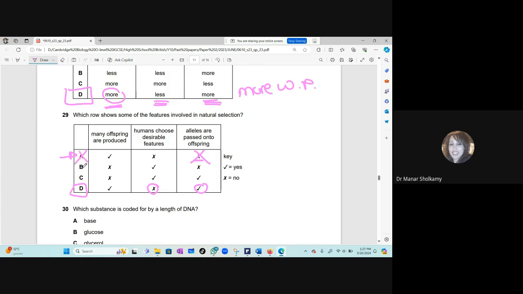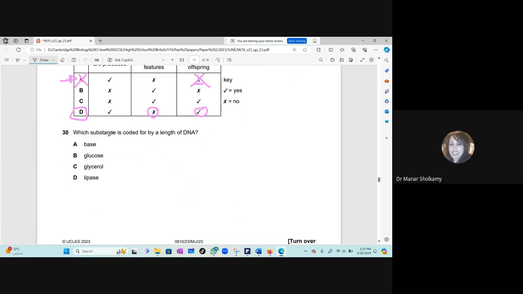Okay, and it cannot be B or C because the humans here choose desirable features. There is a check mark. No, it's not the humans. It's natural. 30. Which substance is coded for by a length of DNA? Now, this is so easy. Base. A.